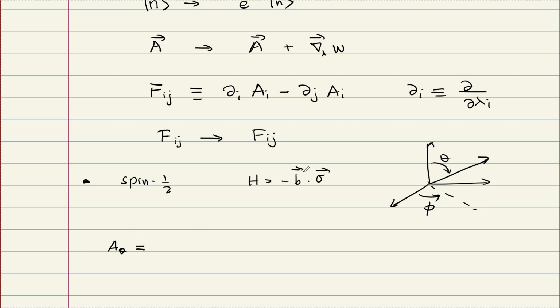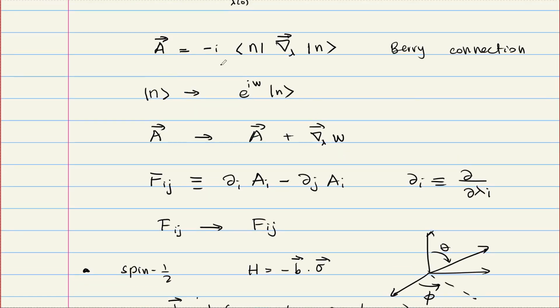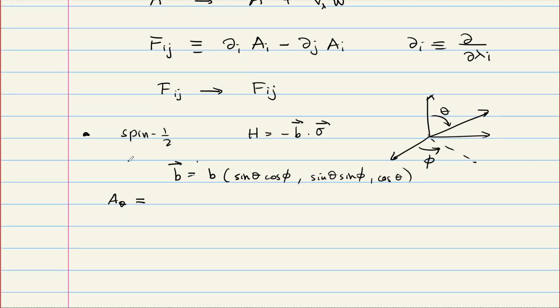We found A theta for this one. B is equal to B times sine theta cosine phi, sine theta sine phi, and cosine theta. Right? We plug in the Hamiltonian, we find eigenstates, and then we put those eigenstates in the definition of this A here. Since there are two parameters, there will be two components.